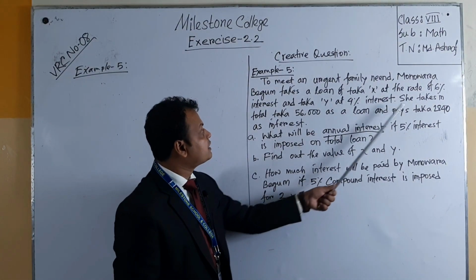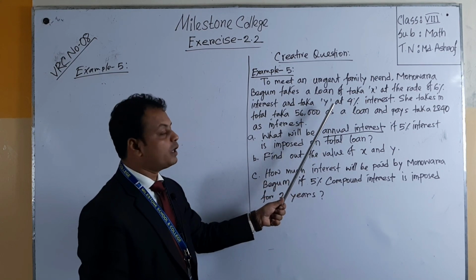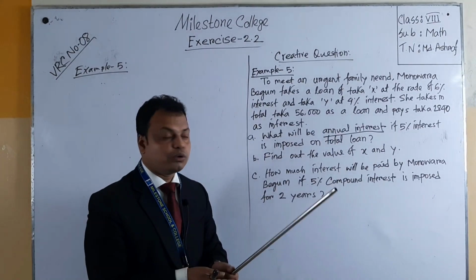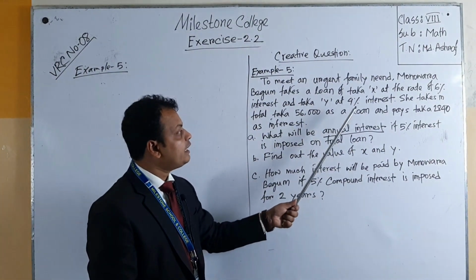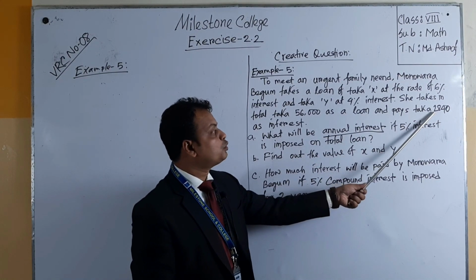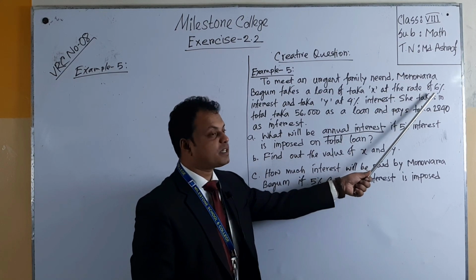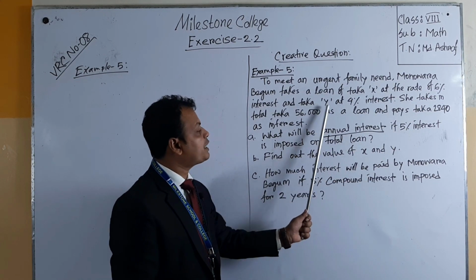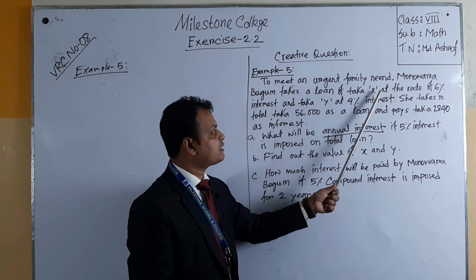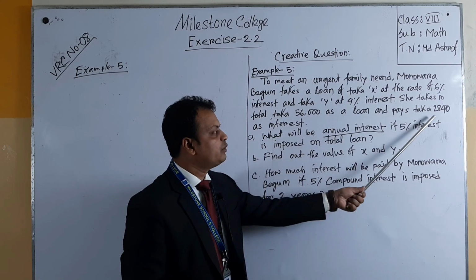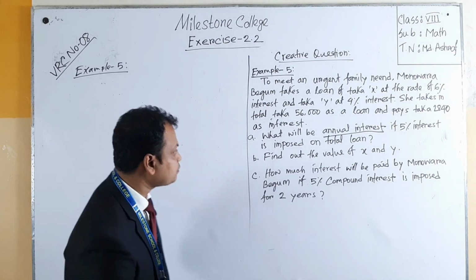Okay, and she takes in total taka x and y. If we add them, it will be the total loan, and the total loan equals 56,000. And she pays taka 2,840. If we find the profit for x taka at the 6% rate and for y taka at 4%, and add these profits, we will get a total of 2,840. Okay, now we start solving.